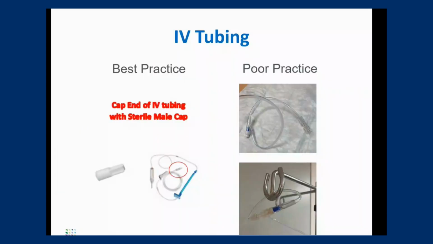So with IV tubing, here's just a couple images of some poor practice on the right-hand side. The top one is showing, say, you're disconnecting something, you want to give a medication, you have to change something, and you're just leaving that line on, say, their bed sheet or the cloth or on the side. That line is now exposed and you would have to throw that out and get a new one.